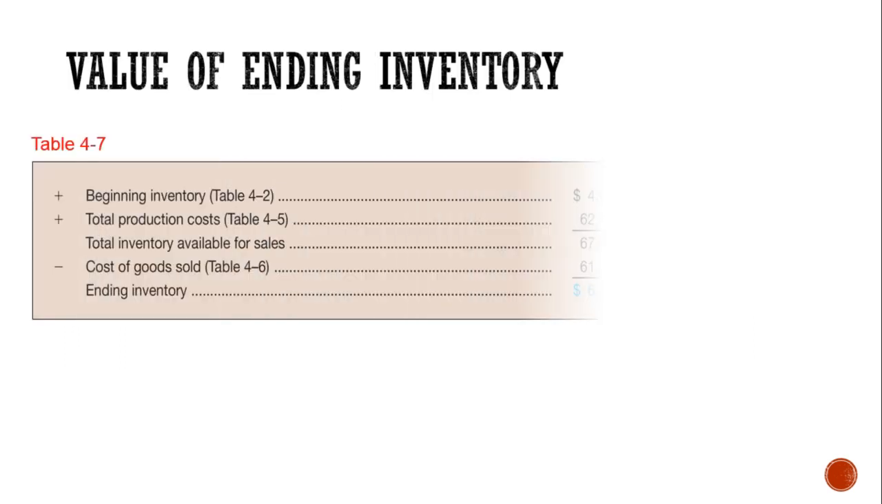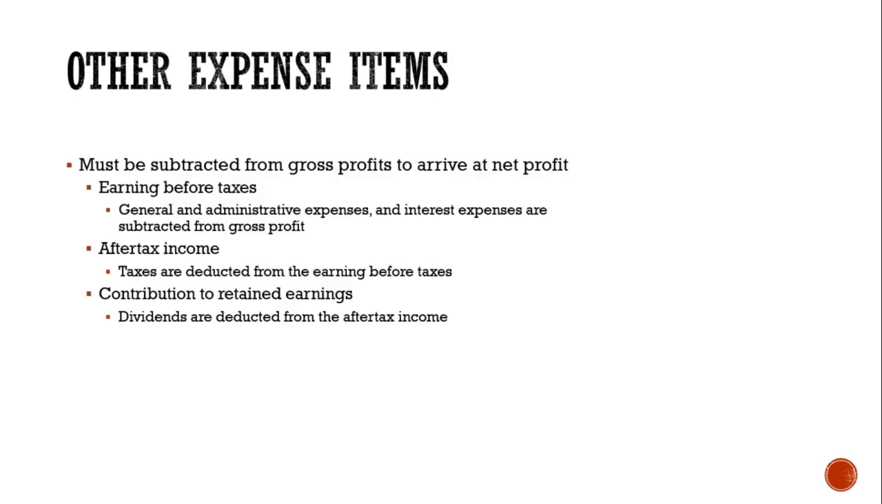The value of ending inventory in Table 4-7 shows your beginning inventory plus your total production costs, and then you subtract your cost of goods sold, giving you your ending inventory of $6,200.